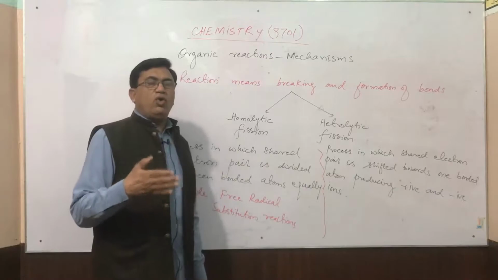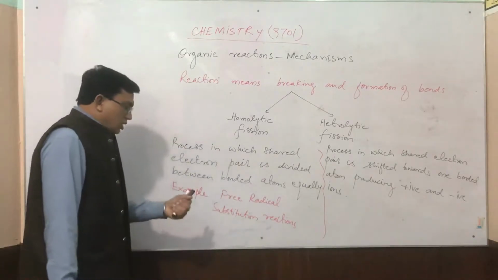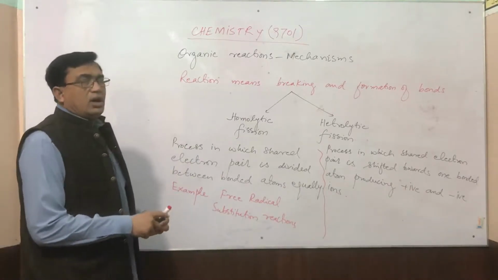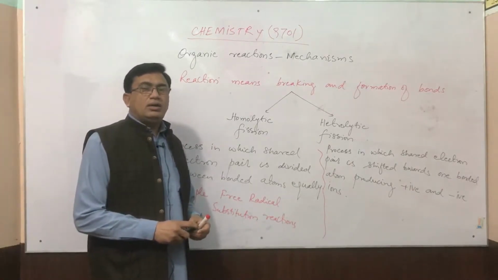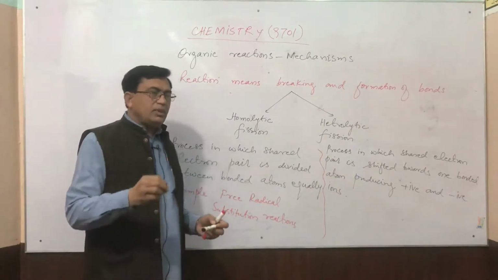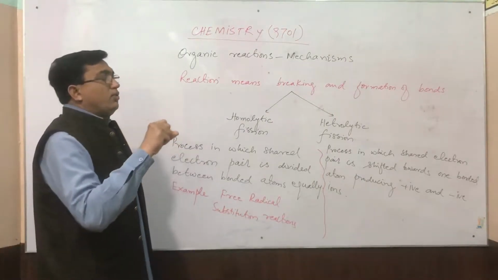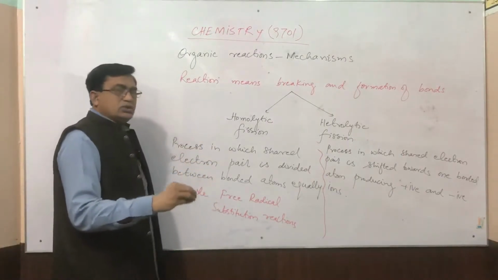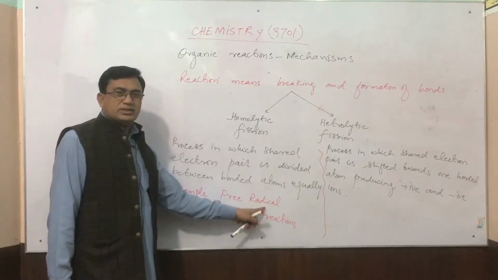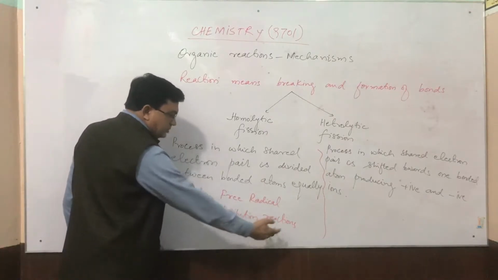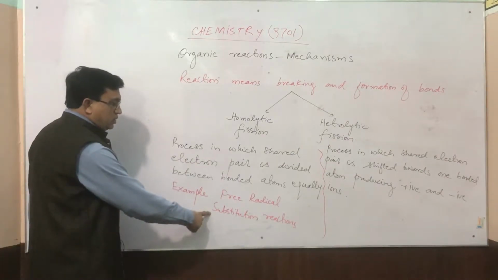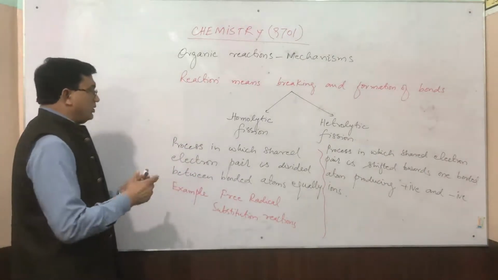As a result of homolytic fission, in the majority of molecules, an odd number of electrons is produced on an atom without any charge. And the species which has an odd number of electrons without charge is called a free radical. Now, free radical substitution reactions are the best example to explain homolytic fission.